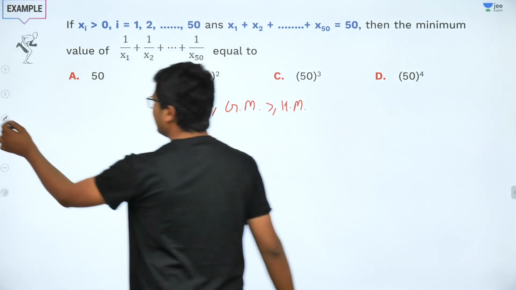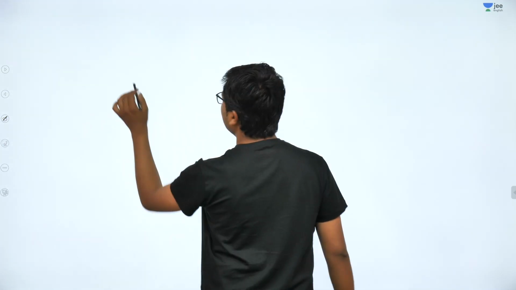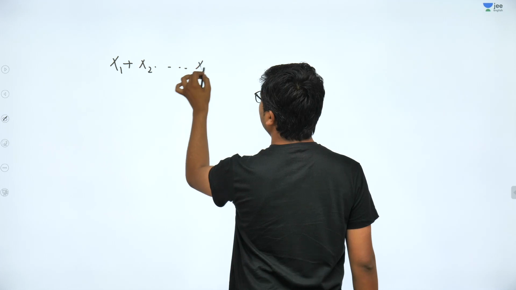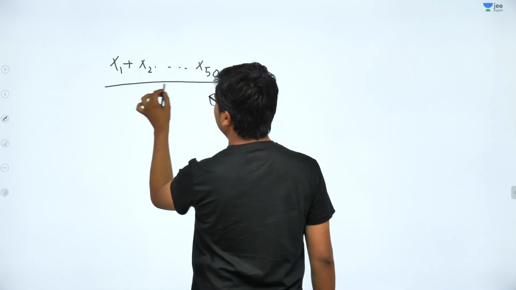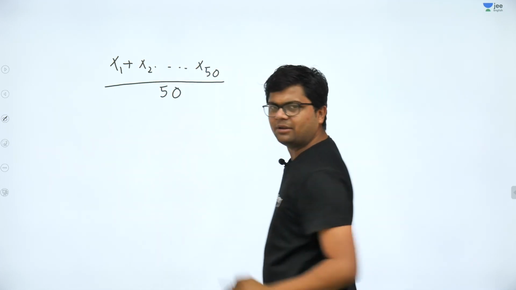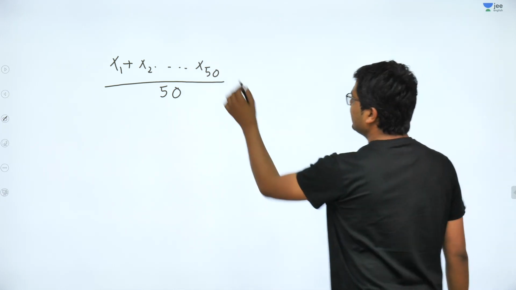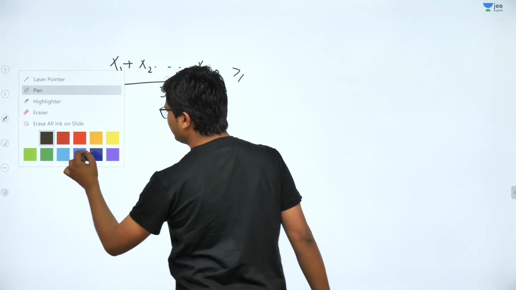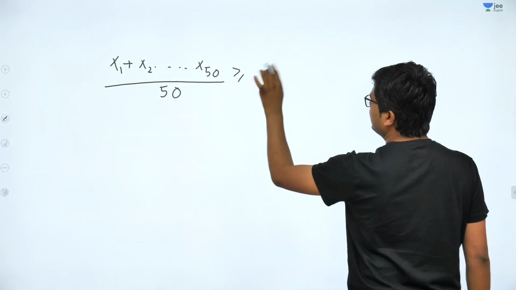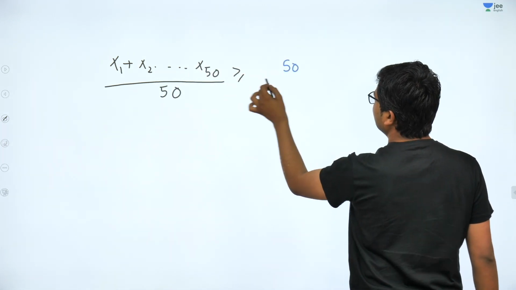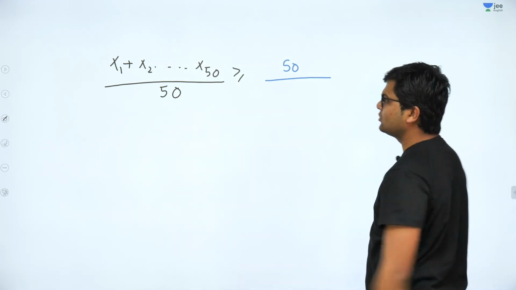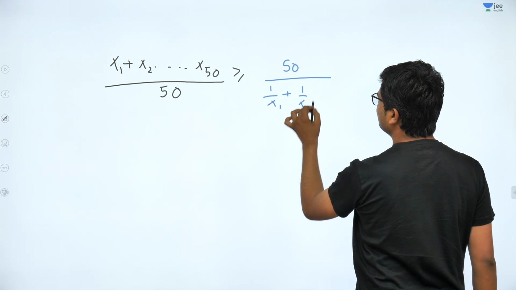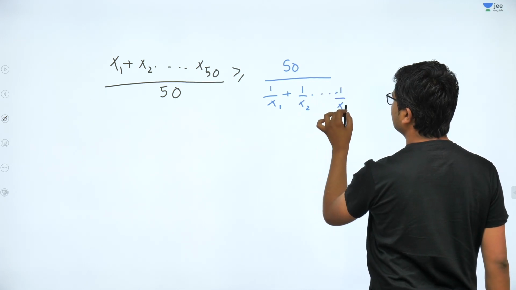So just write, arithmetic mean of these numbers, it will be x1 plus x2 till x50 divided by 50. This will be the arithmetic mean of these numbers. Got my point? Very good. It is greater than or equal to the harmonic mean. So the harmonic mean can be written as the number of terms over the sum of the reciprocal of each term. So that will be 1 upon x1 plus 1 upon x2 till 1 upon xn.